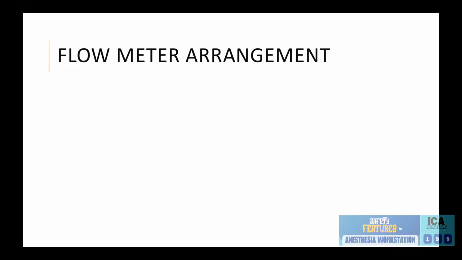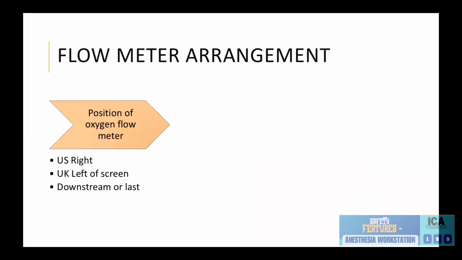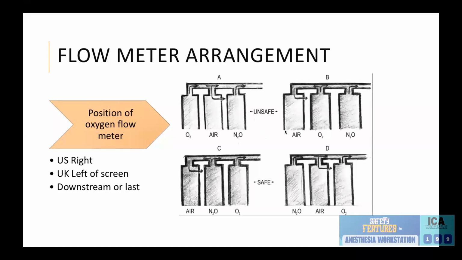Is the arrangement of flow meters significant? The position of the oxygen flow meter in the US workstations is to the right. In the United Kingdom's workstations, it is more to the left of the flow meter panel. But what is important for us to understand is that the position of the oxygen flow meter should be downstream, or last. Why? If you look at this, nitrous is upstream, air in the middle, oxygen downstream.